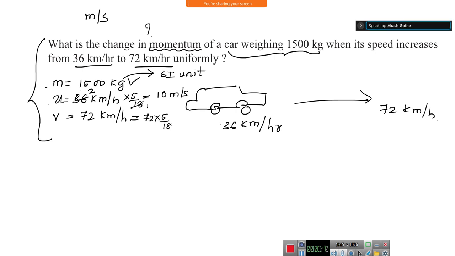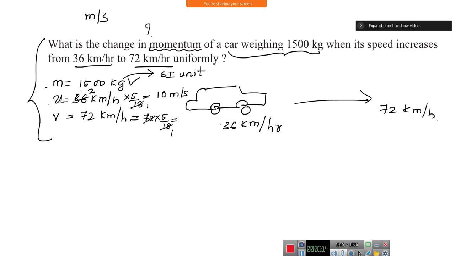Sir, how did you take 5 and 18, sir? Okay, who is asking? Akash. I will separately tell you about 5 and 18 once we get this over. You must have missed previous video tutorials. I will come back to you. But at this moment just remember that 5 by 18 is the factor you have to multiply to the number to convert kilometer per hour into meter per second. So what is the answer here?